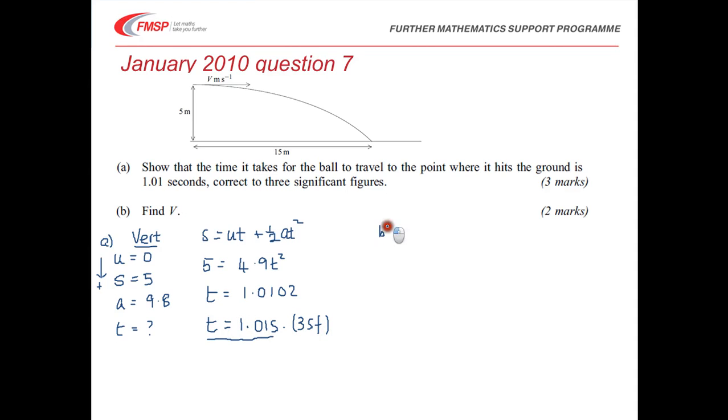Then in part B, we're asked to find v, so we're now considering the horizontal motion and what this horizontal velocity might be. So u is equal to v, the initial velocity. It travels a distance of 15 meters, and we've now worked out it takes a time of 1.0102. Now I'm not going to use the rounded figure here, so always try to use the value that's been stored in your calculator.